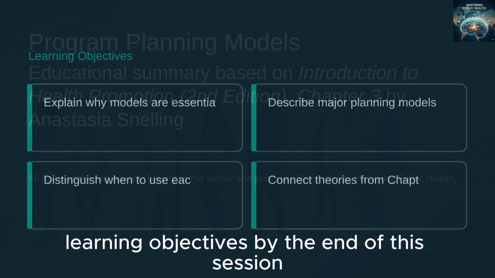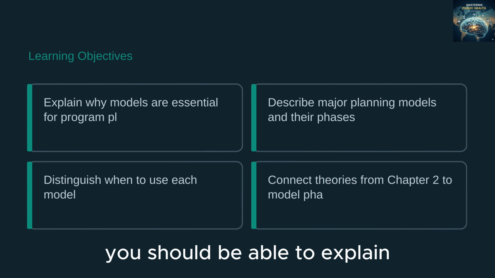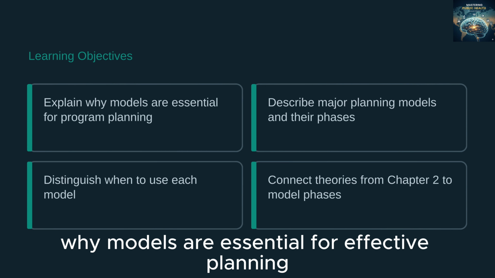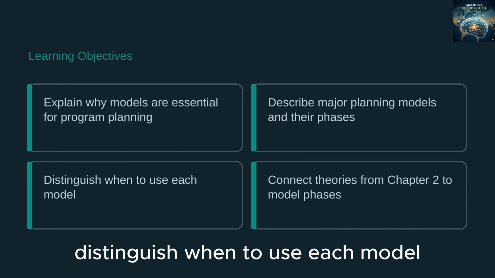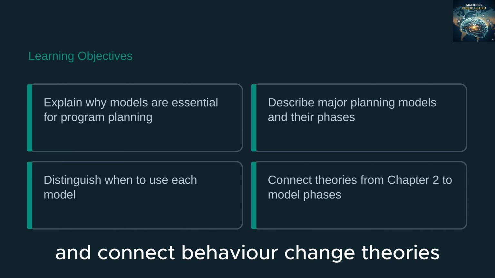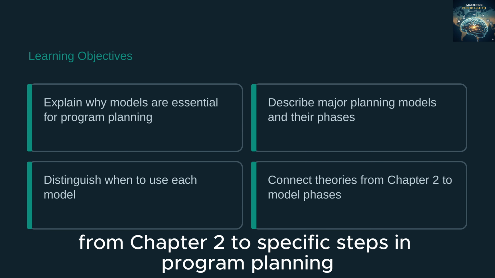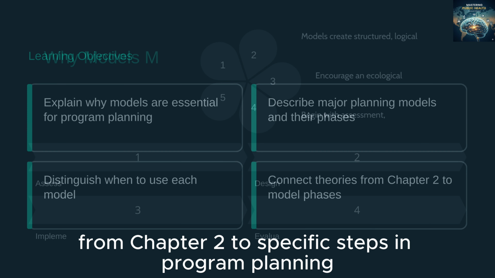Learning objectives. By the end of this session, you should be able to explain why models are essential for effective planning, describe major planning models and their phases, distinguish when to use each model, and connect behavior change theories from Chapter 2 to specific steps in program planning.